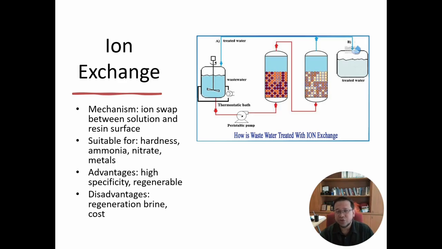Ion exchange is useful for removing dissolved ions by exchanging them with ions attached to a resin material. This method is excellent for targeted removal of hardness ions, ammonia, nitrate, and certain metals. The advantage is high specificity and the ability to regenerate the resins. The disadvantage is managing the regeneration solution, which contains concentrated waste brine, and the overall high operational cost.